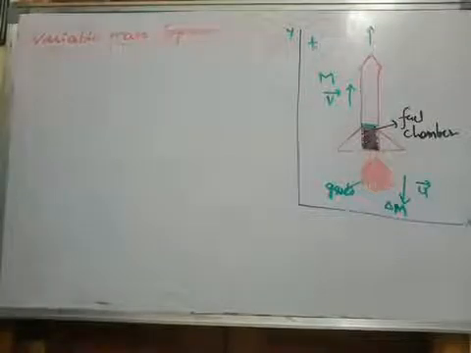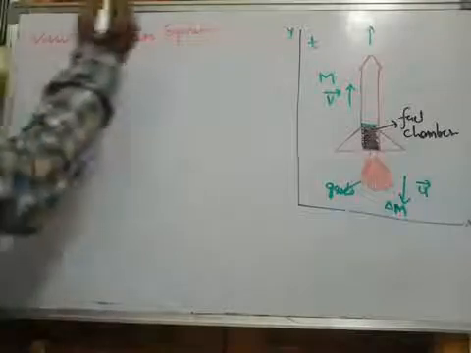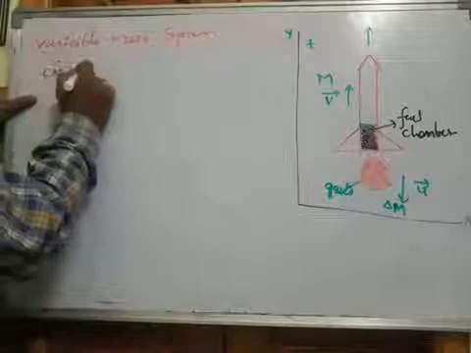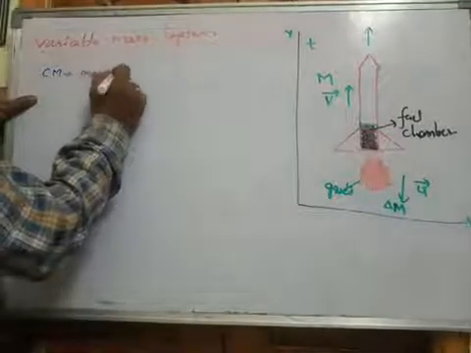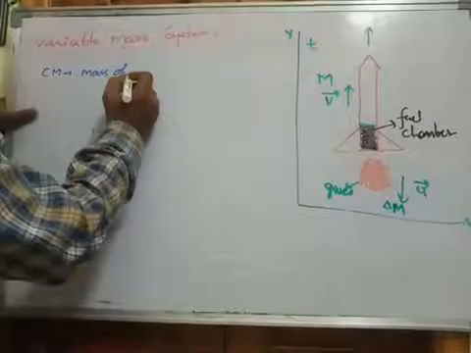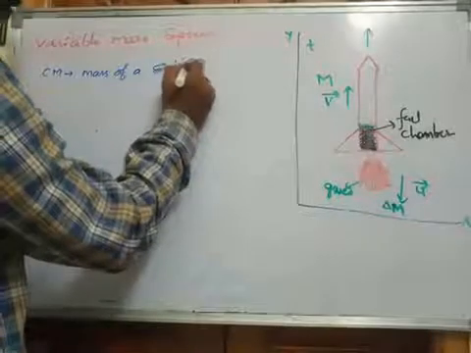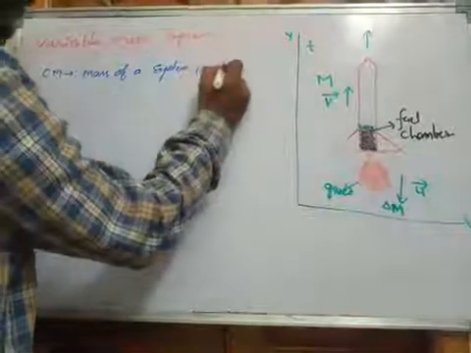We all know that mass is constant. According to classical mechanics, the mass of the system is always constant, right? According to classical mechanics, the mass of a system is always constant.